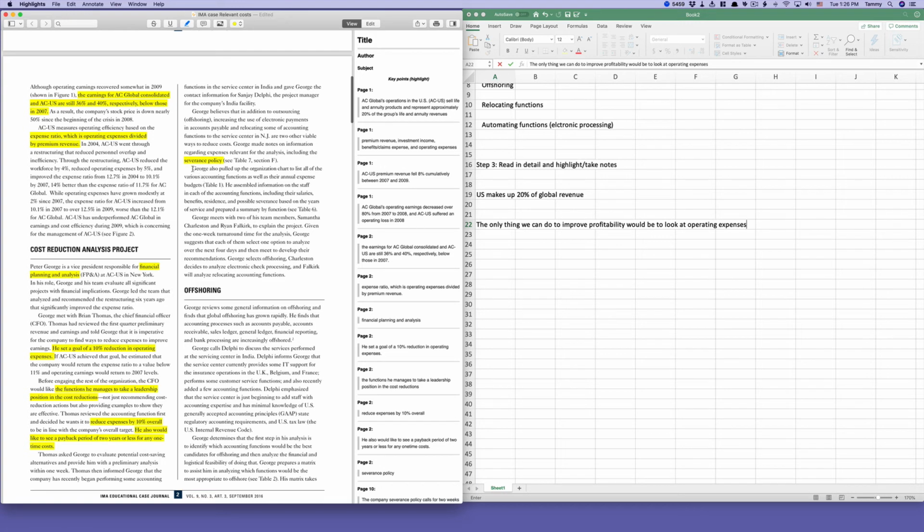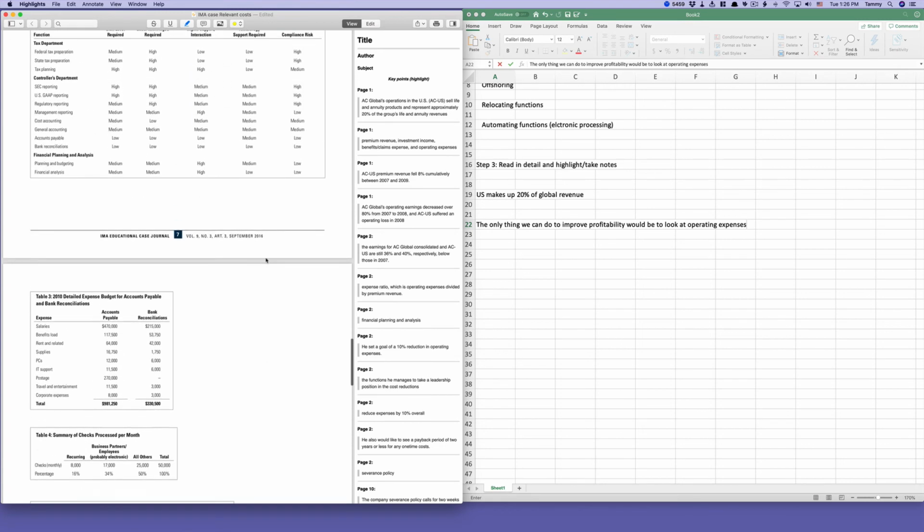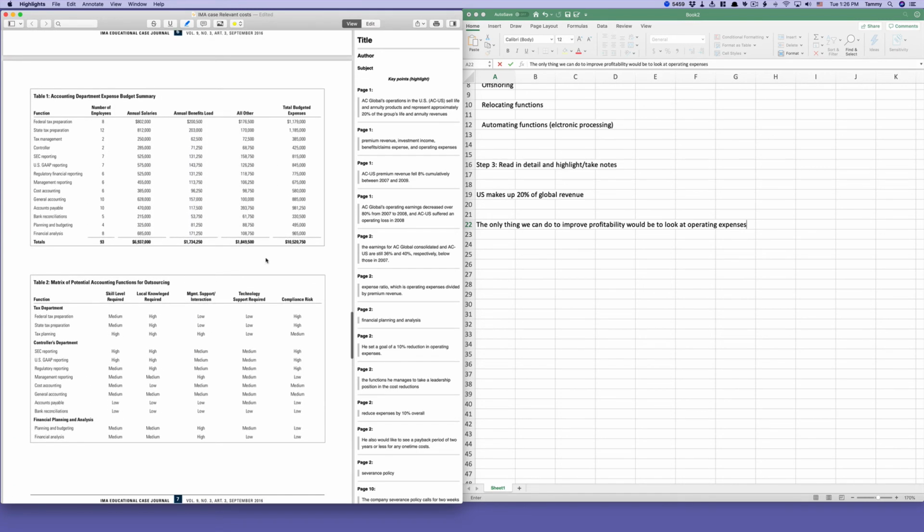So George also pulled up the organizational chart to list all of the various accounting functions as well as their annual expense budgets, which is Table 1. He assembled information on the staff in each of the accounting functions, including their salaries, benefits, residence, and possible severance based on their years of service, and prepared a summary by function. See Table 6. So let's go down and look at Table 1 and Table 6. So here's Table 1.